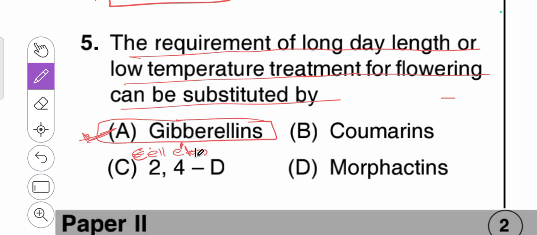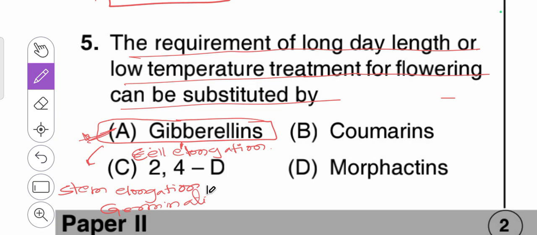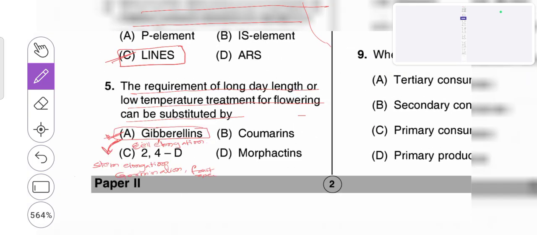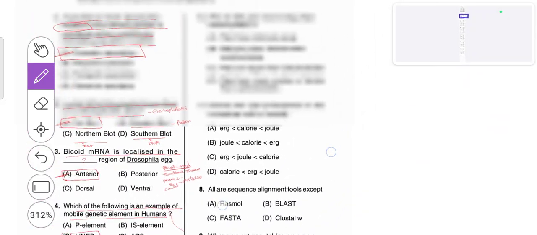This particular gibberellin hormone will elongate the cell, and it also does other functions like stem elongation, germination, fruit ripening, etc. These are done through this plant growth hormone, that is gibberellin, and it also does another function, that is long day length can be achieved in plants. Then next one.